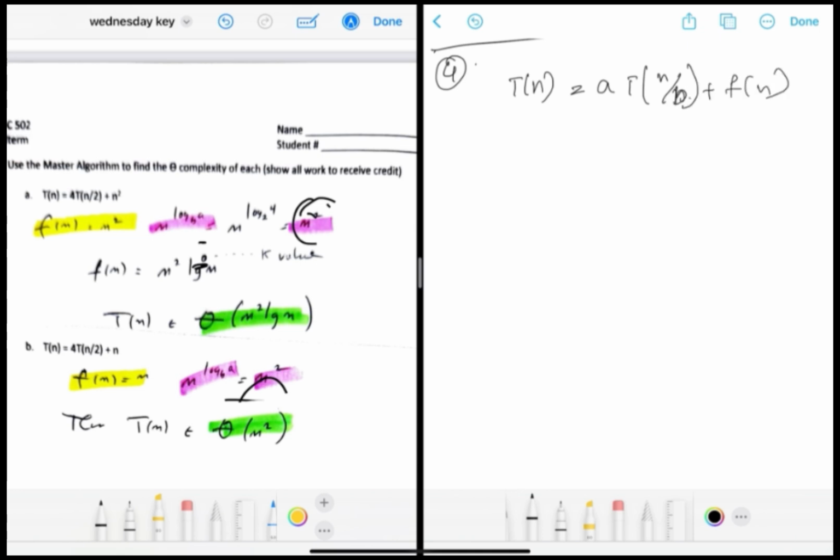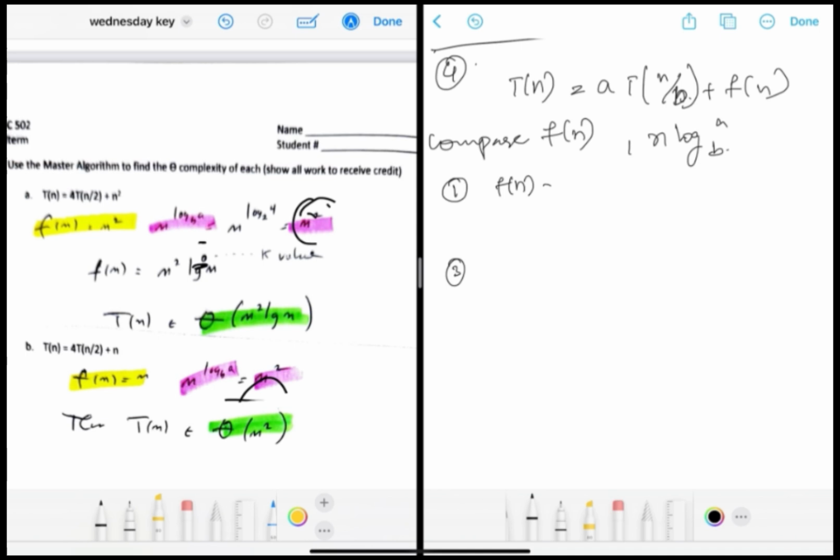And we then compare this f of n with n^(log a to the base b), and we'll be able to tell the closed form for T of n by comparing f of n and n^(log a to the base b). So here there are 3 cases. Let's discuss the first and third cases first, and the second case last.